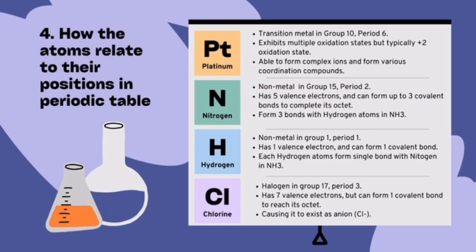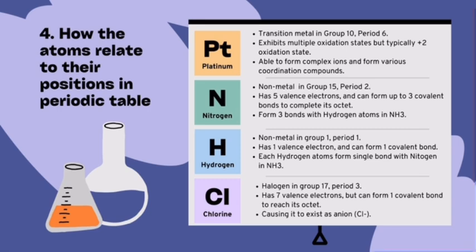Now, we will discuss how the atoms relate to their positions in the periodic table. First is platinum. Platinum, or Pt, is a transition metal in group 10, period 6. Platinum usually exhibits multiple oxidation states, but we commonly find it in the +2 oxidation state. Platinum is also able to form complex ions and various coordination compounds. This is due to its transition metal nature.